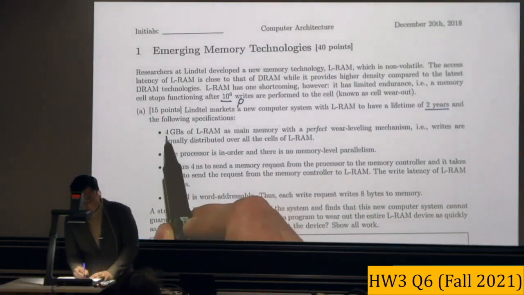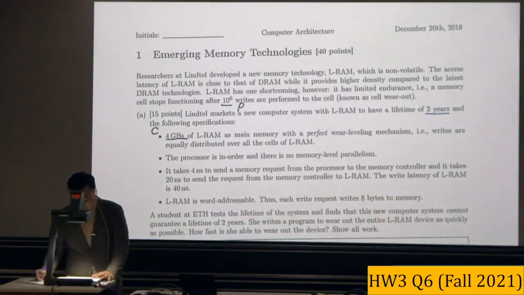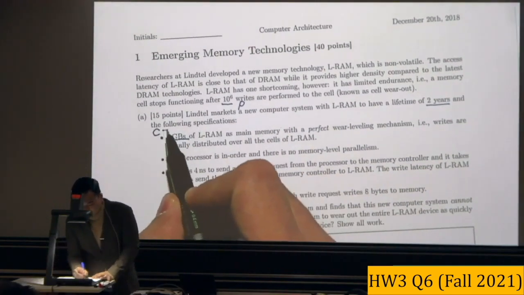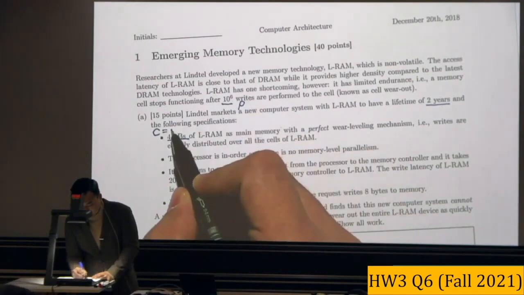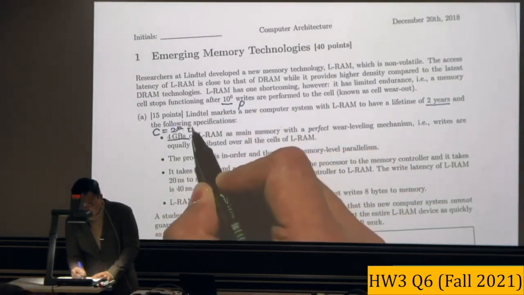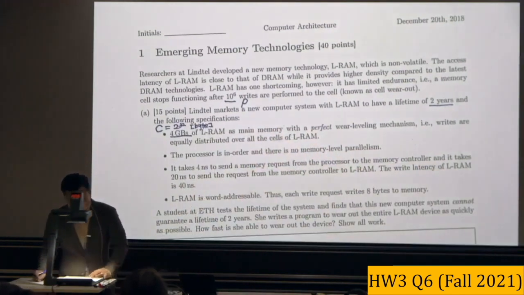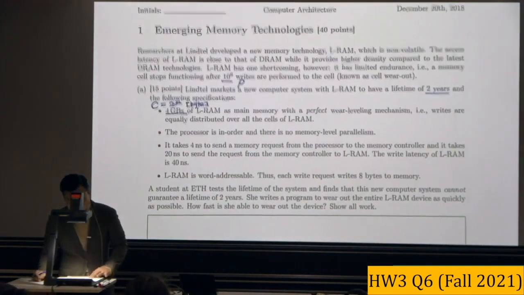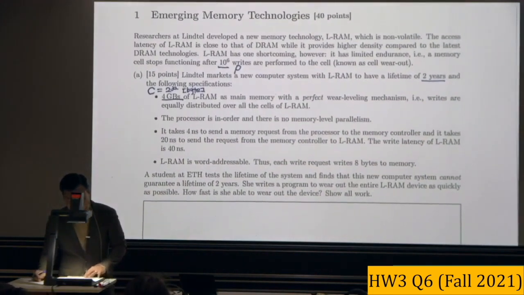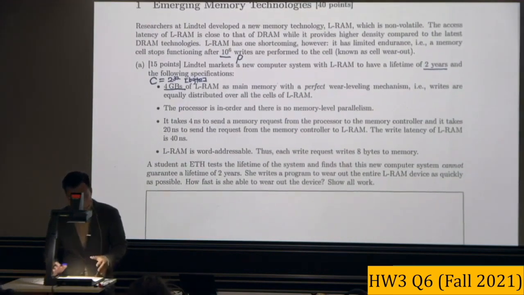This value is also important. This is the capacity. Let me put this as C. C is 4 gigabytes, which means 2 to the 32 bytes. Okay. And the processor is in order and there is no memory level parallelism. It means that with this system, we cannot overlap the latency of the device.